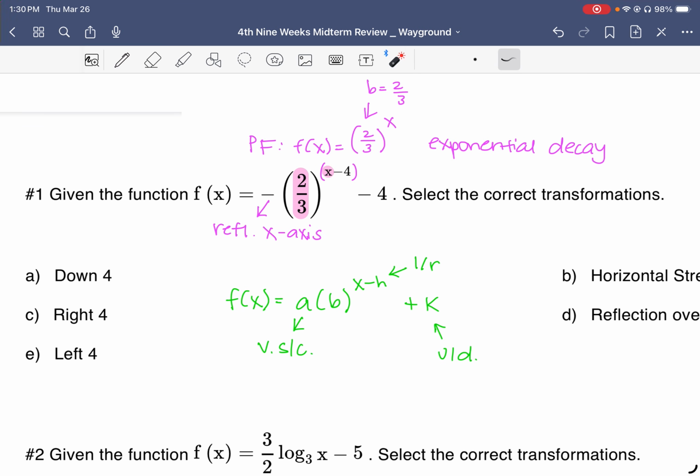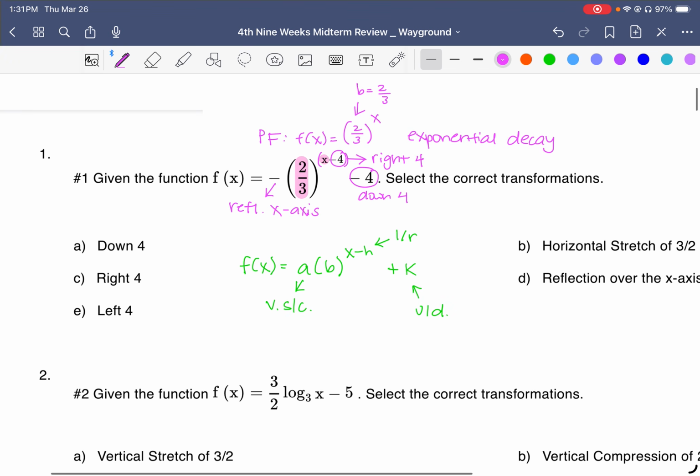Okay, now this is highlighted, so you're going to ignore that. These are not transformations. So I'm going to move on to this minus 4. This minus 4 right here would indicate that we went to the right 4 units, because remember, everything inside the house is the opposite of what you think it is. It is a lie inside of the house. And then this minus 4, it's outside the house, so it is the truth. This would be going down 4 units.